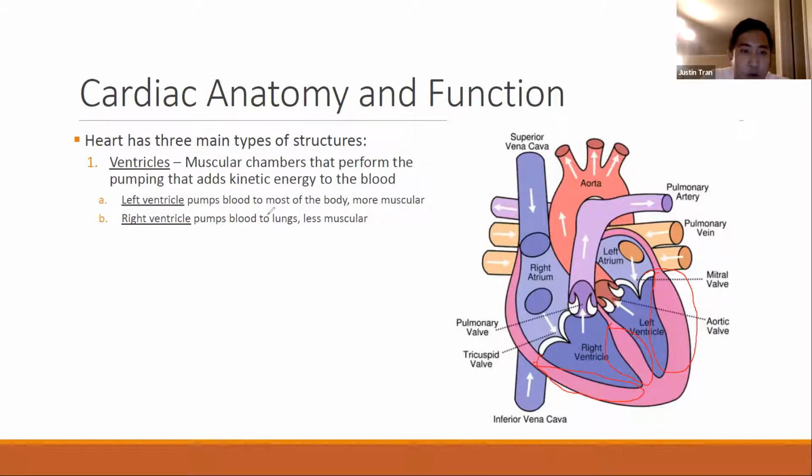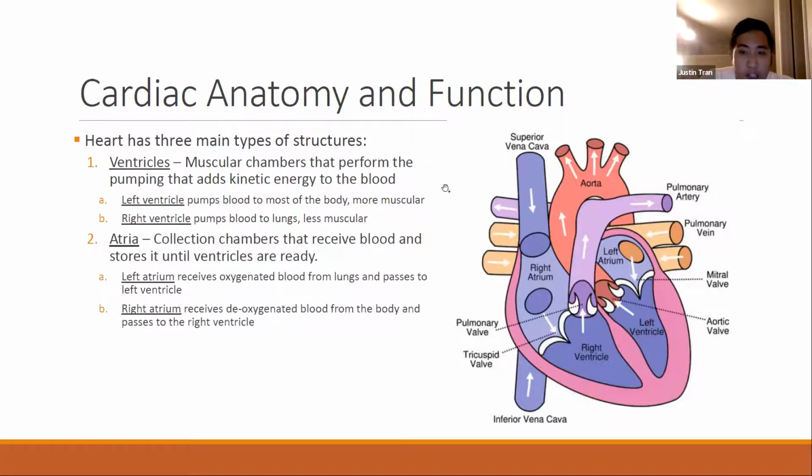Your left ventricle is responsible for pumping blood through your systemic system, so this is the chamber that pumps blood through most of your body. Whereas the right ventricle is responsible for pumping blood to the lungs. Your lungs are a much smaller system compared to the rest of your body, and so the right ventricle is typically less muscular.